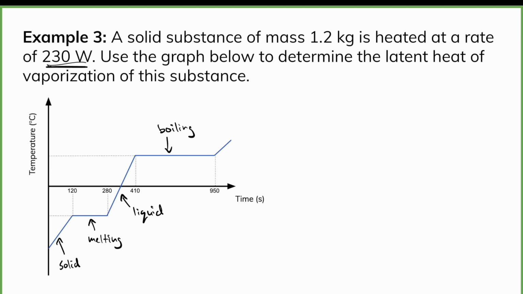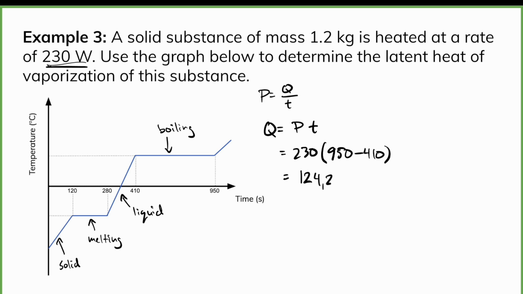So we're given 230 watts, and we know that power is the thermal energy provided over the time. So the total thermal energy is going to be power times time. So it's going to be 230 watts, and we know at this stage we're going from 950 seconds to 410 seconds. So that's the amount of time it takes. And so our total energy in this case is going to be 124,200 joules.